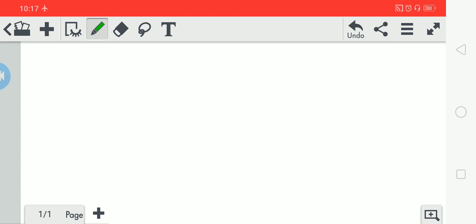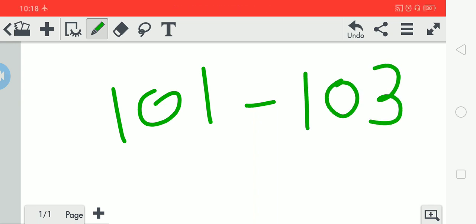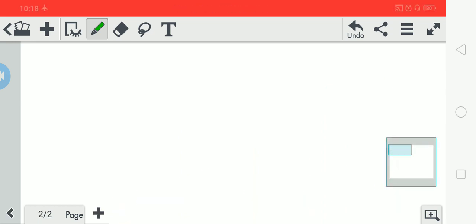But today we are seeing the same operation without a number line, because when the numbers are bigger, like 101 minus 103, we can't draw the number line for these numbers. Why? The numbers are bigger. So how do we solve this kind of question without using the number line? Let's see the addition operation using different kinds of integers without a number line.